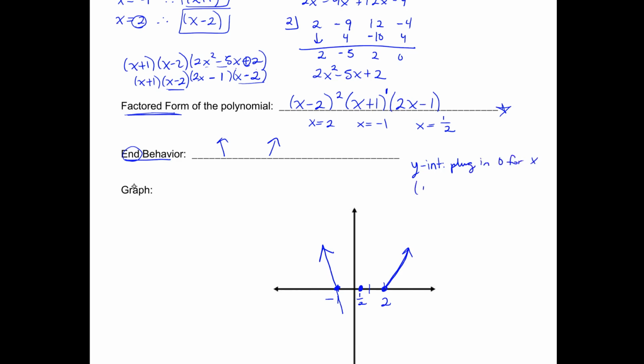then I would have 0 minus 2 squared times 0 plus 1 times 2 times 0 minus 1. What's negative 2 squared? 4 times 1 times negative 1 means my y-intercept is going to be what? Negative 4. So down 1, 2, 3, 4. So it goes down to here. And then is it going to pass through or bounce at 1/2? Pass through. And then what should it do at the 2? Bounce, which stays in line with the end behavior.